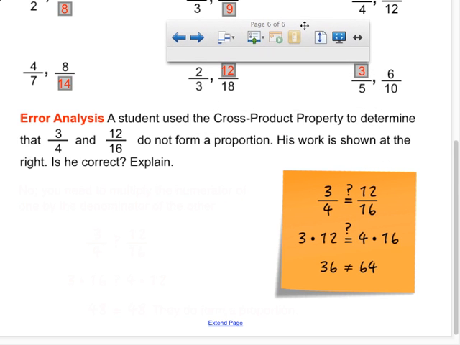And the last one, error analysis. Let's take a look at this one. A student used the cross product property to determine that 3/4 and 12/16 do not form a proportion. His work is shown at the right. Is this person correct? I'm hearing yes, I'm hearing no. Shh, raise your hand, and I would like to hear from one person explaining this.